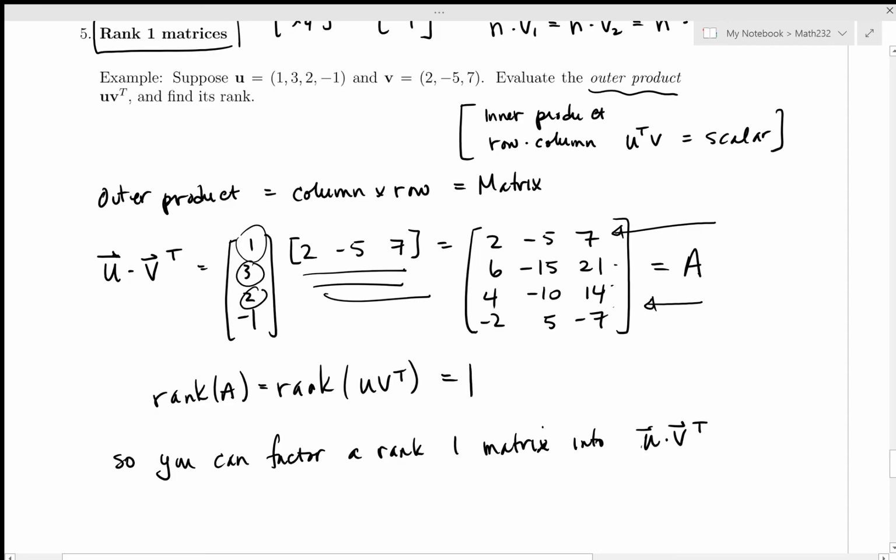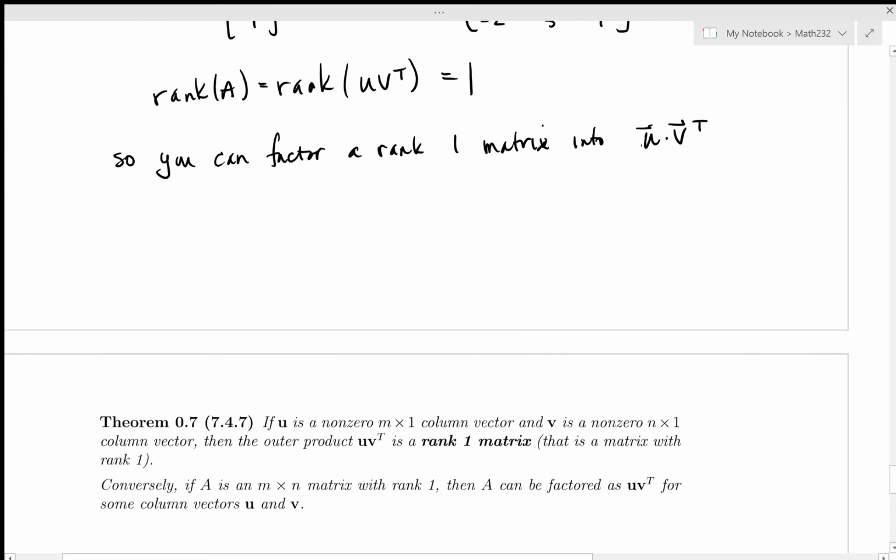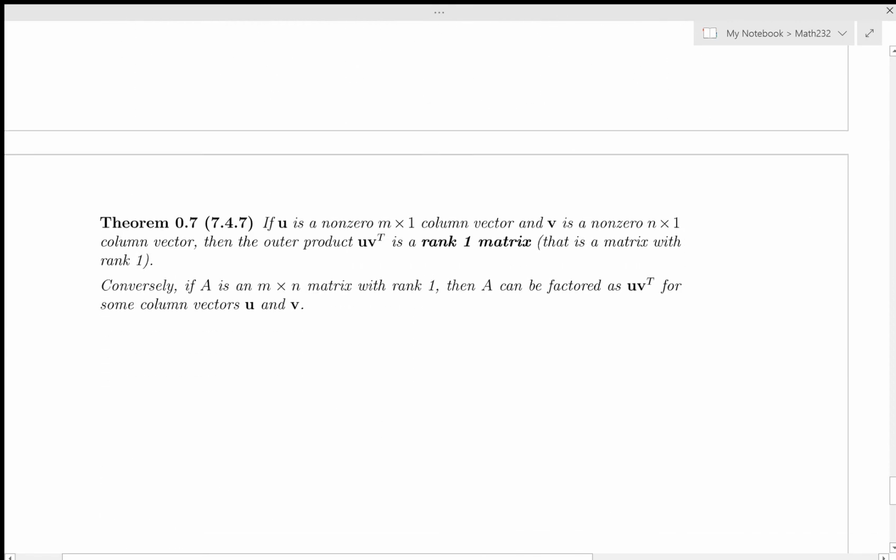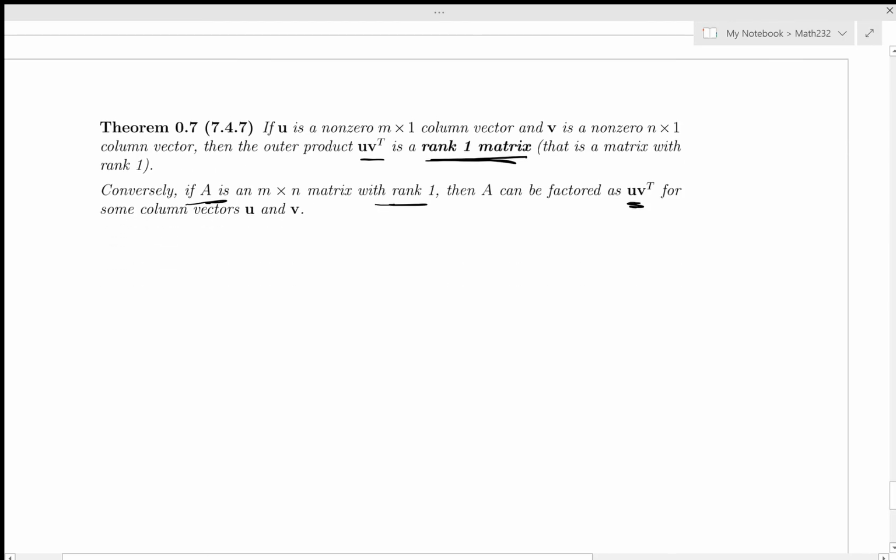Okay, that's what our final theorem here is going to tell us. If U is a non-zero column vector and V is a non-zero column vector, then the outer product is a rank 1 matrix. And conversely, if matrix A is rank 1, then A can be factored as U times V transpose for some column vectors U and V. Okay, so I'm just going to work backwards from the example that we had before.